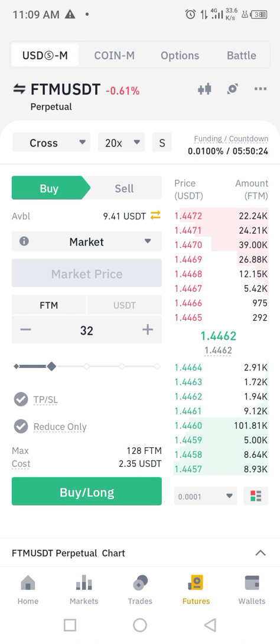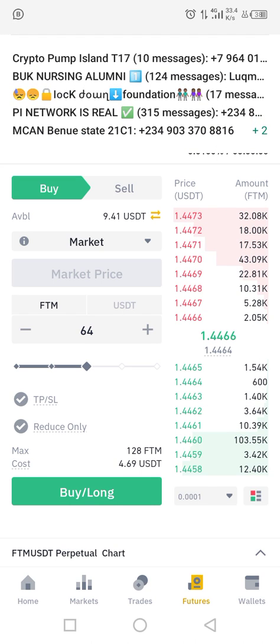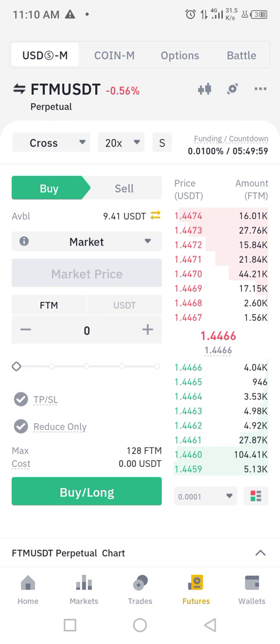This means that I can buy 120 Phantom with it, if I use 50% of this deposit. Based on my available balance, the maximum amount of Phantom I can buy is 128 Phantom. This is the maximum Phantom that I can buy.